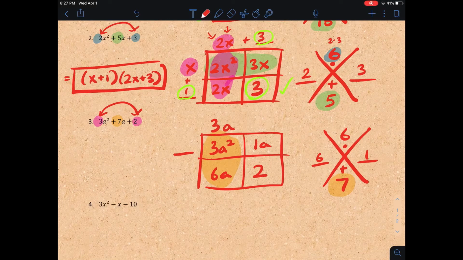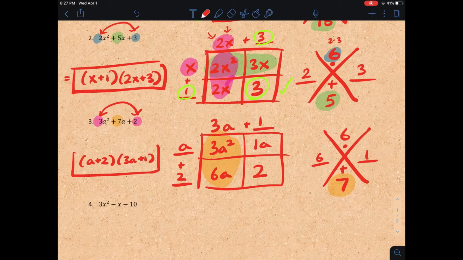And then from there, you want to figure out 3a times what gives me 3a squared? It would be a. It doesn't matter what order you do at this point, right? A times what gives me 1a plus 1, right? 3a times what gives me 6a? Positive 2. And so your final answer here would just be a plus 2, 3a plus 1. And this is your final answer.